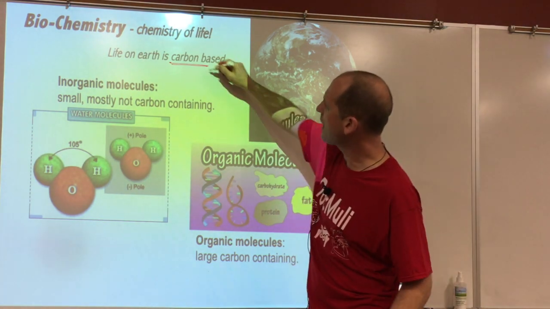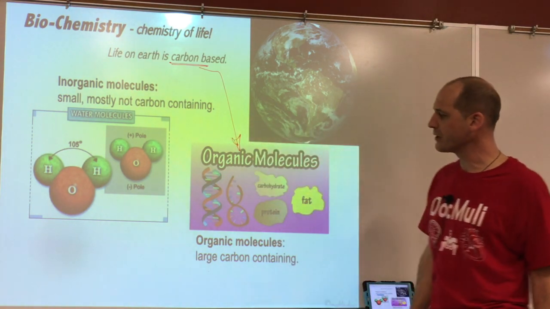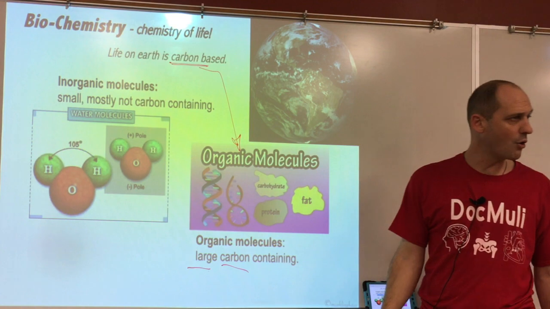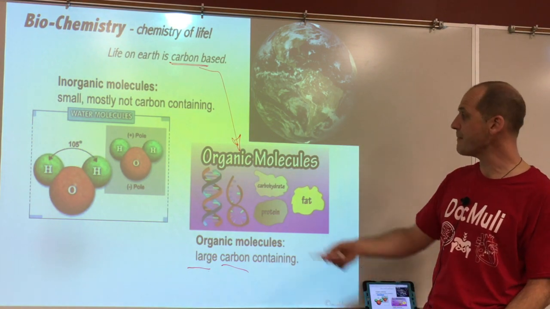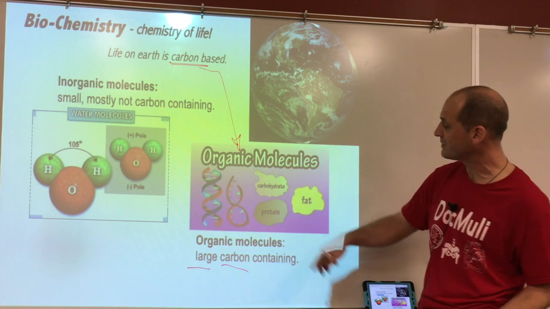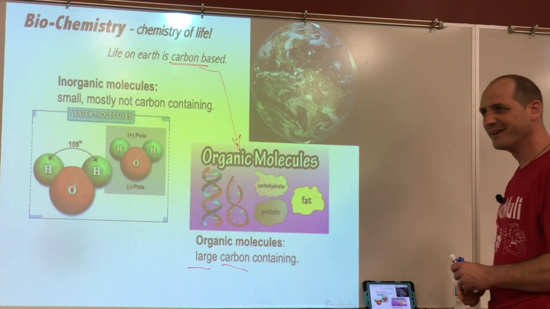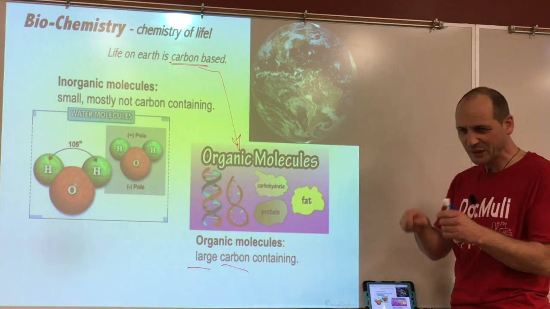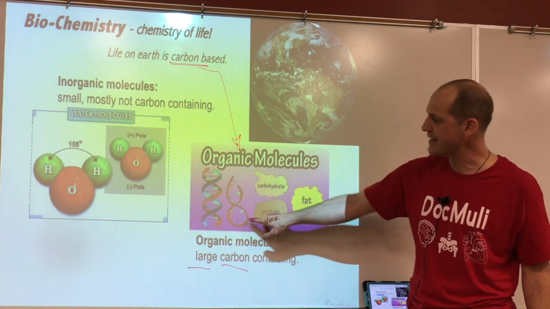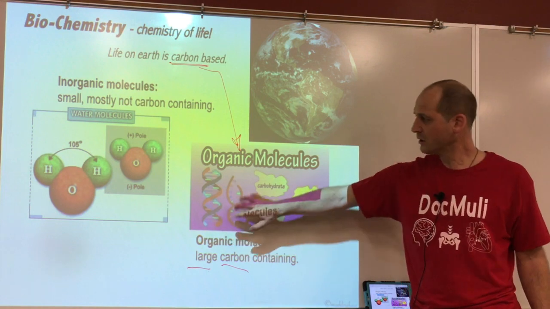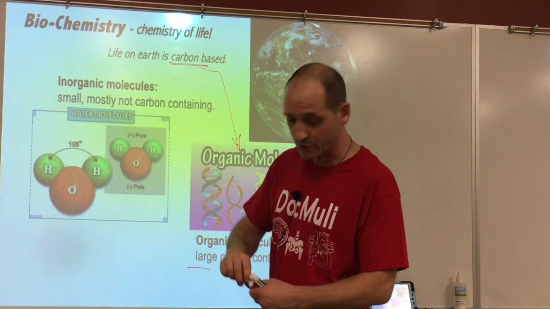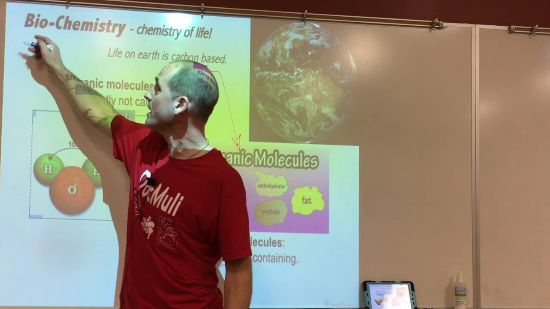And those are our organic molecules. So they're large and they have carbon in them. Organic molecules. That's a lot of that macromolecule. The carbohydrate. Look, they're all here. Carbs, protein, fat, and the DNA. So that's organic stuff. Then we have in biochemistry, in the body.